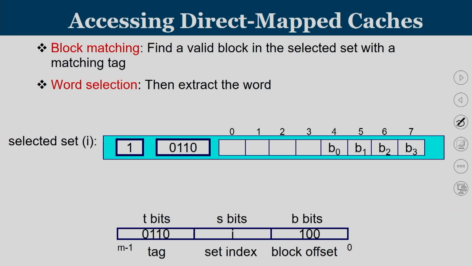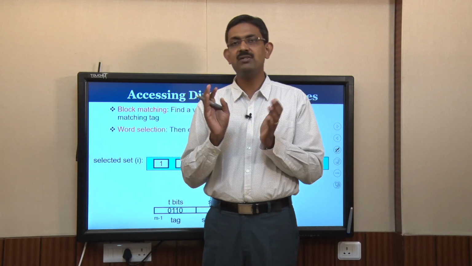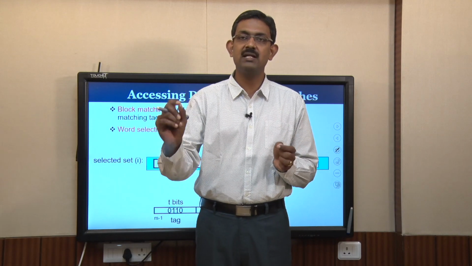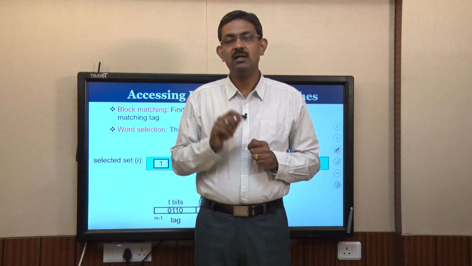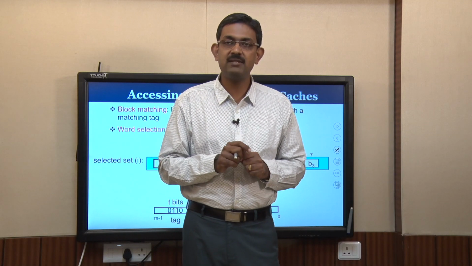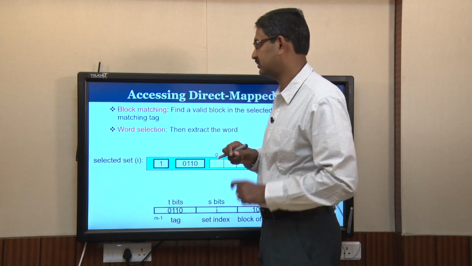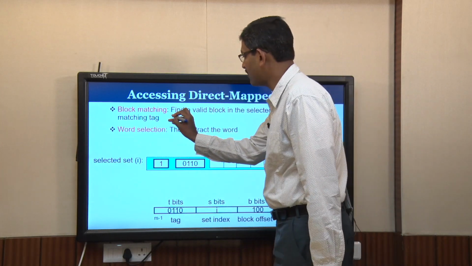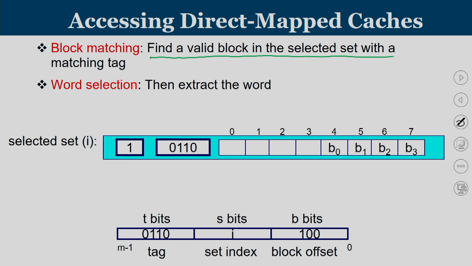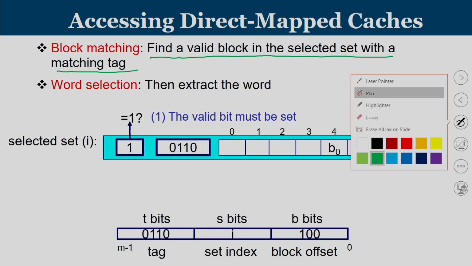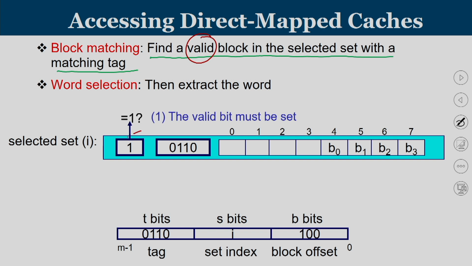So, the first step is indexing, and once your indexing is over, you have already reached the set. The next step is called line matching, also known as block matching, and then the extraction of the word. Block matching means from among the set that we have identified, find a valid block in the selected set with a matching tag. First we have to see that it is a valid block. The block has to be valid, so the valid bit has to be 1. So, this is the selected block.